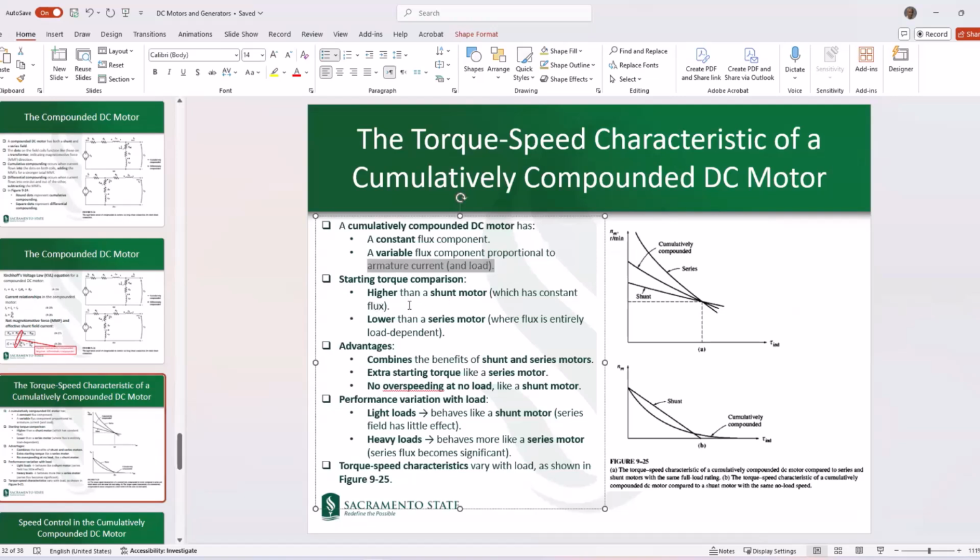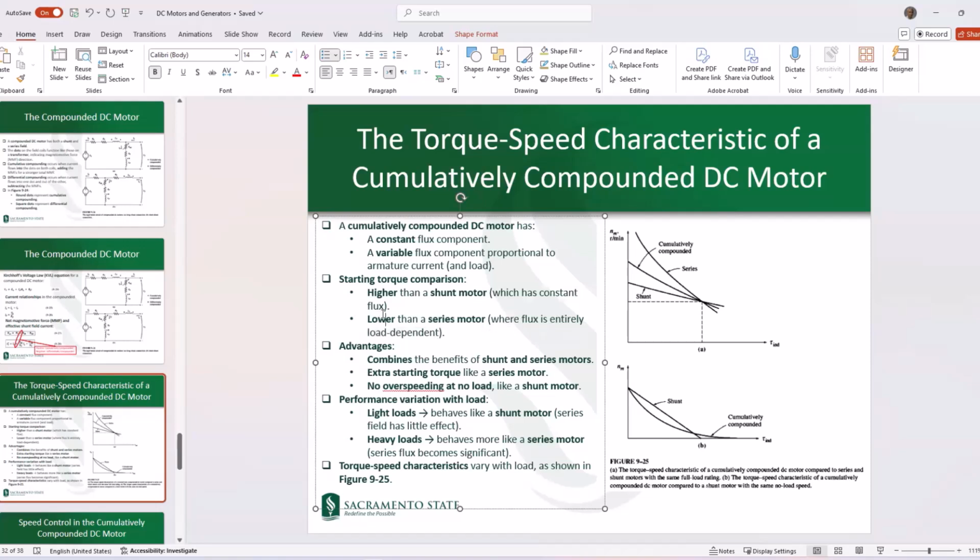In terms of starting torque comparison, we have a higher starting torque compared to a shunt motor, because the shunt motor had a constant flux. But here in the cumulatively compounded DC motor, because of this variable flux component, we have a higher flux compared to a shunt motor. But it has a lower flux compared to a series motor, because for the series motor, we saw that the flux was entirely load dependent. But here it is not completely load dependent to that extent.